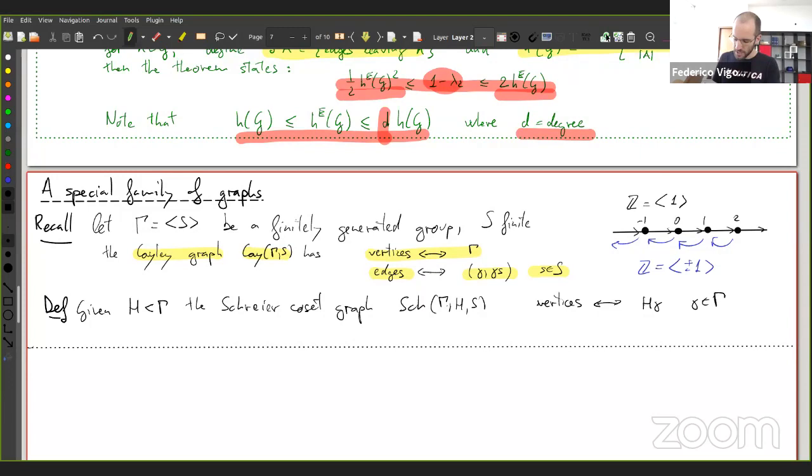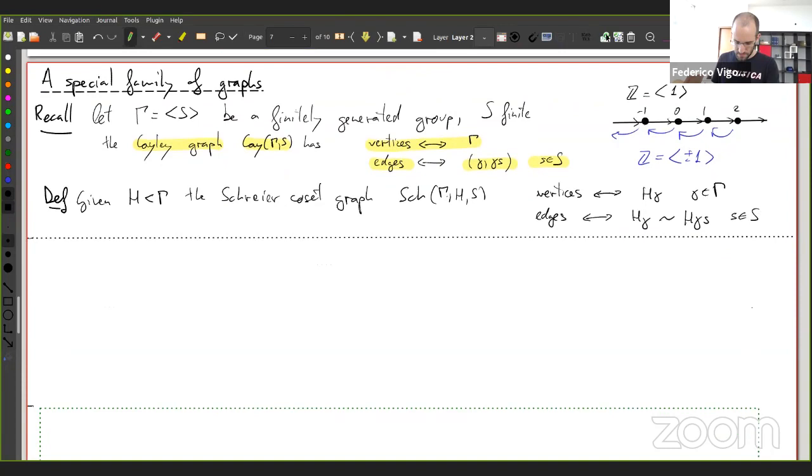The vertices are cosets Hγ, where γ is in Γ, and edges connect Hγ to HγS, where S is one of the generators. These are called Schreier coset graphs.